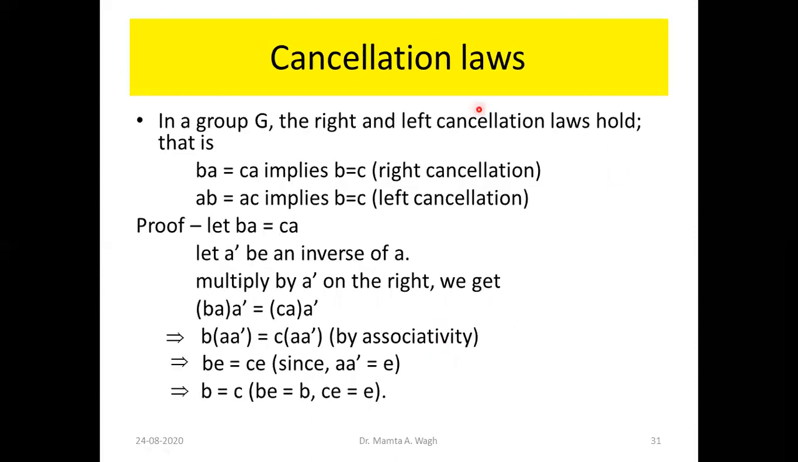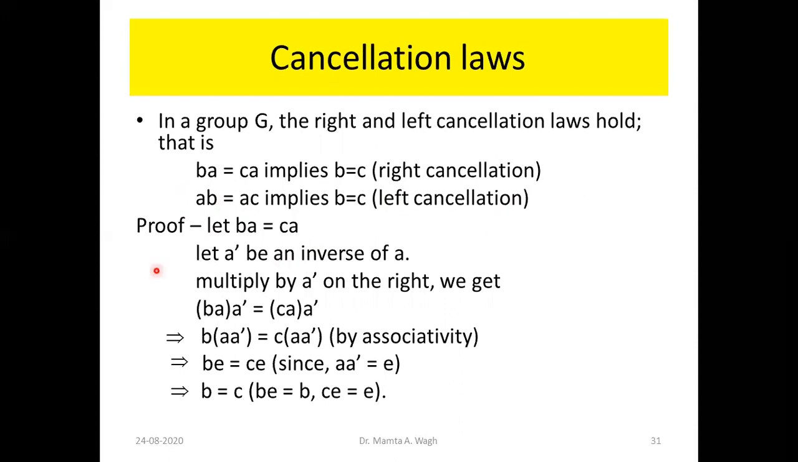Next property is this cancellation law. So in groups you have left cancellation as well as right cancellation. Let us see this. In a group G, the right and left cancellation laws hold. That is, if BA is equal to CA, then A can be cancelled on both the sides and you will get B is equal to C. This is called right cancellation. And if AB is equal to AC, then this A on the left hand side can be cancelled and you will get B is equal to C. This is left cancellation. Let us prove it using the known properties of the group.